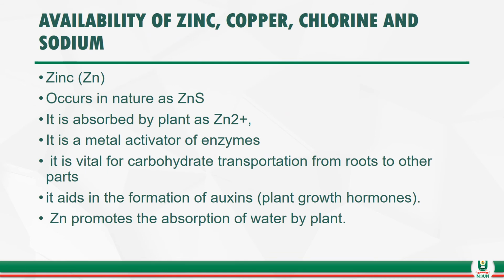Availability of zinc, copper, chlorine, and sodium. Zinc occurs in nature as zinc sulfide. It is absorbed by plants as Zn2+. It is a metal activator of enzymes. It is vital for carbohydrate transportation from roots to other parts of the plant. It aids in the formation of auxins, plant growth hormones. Zinc promotes the absorption of water by plants.